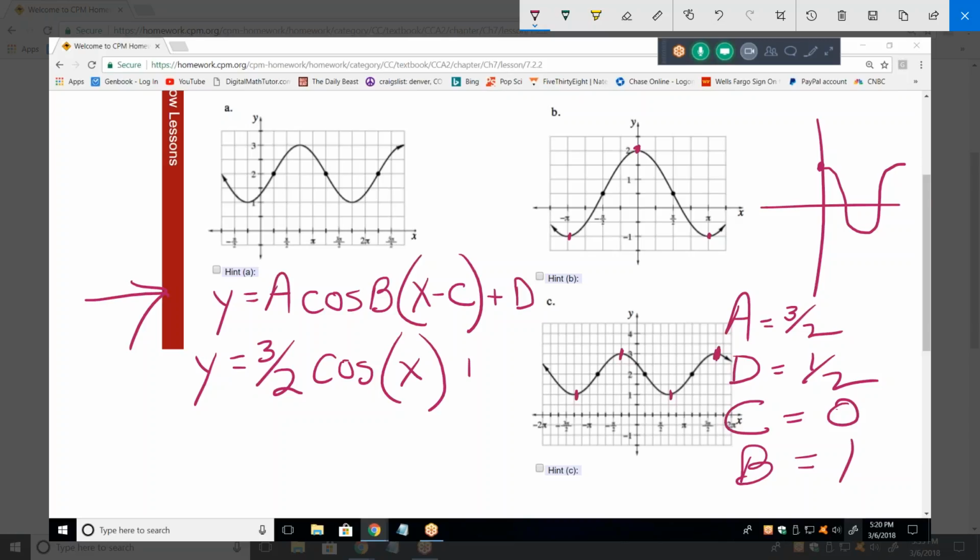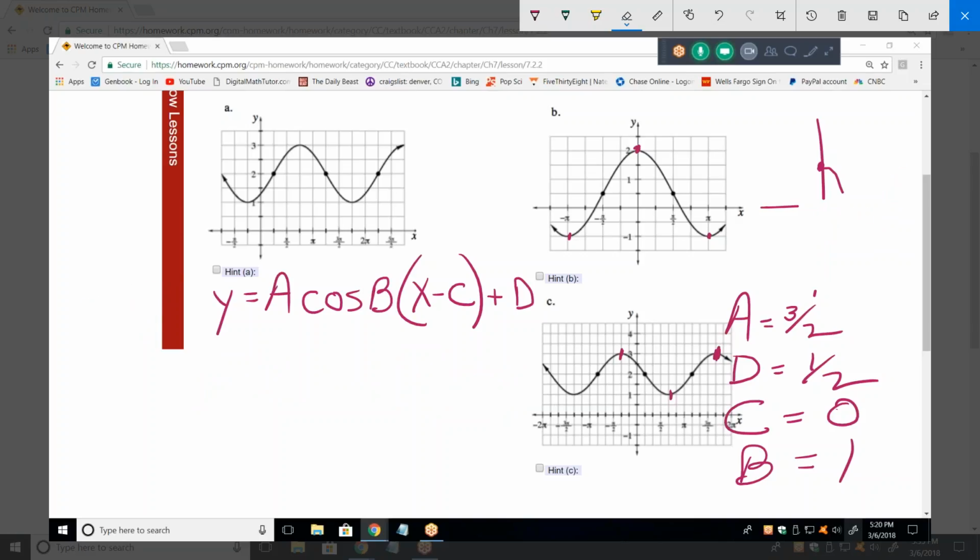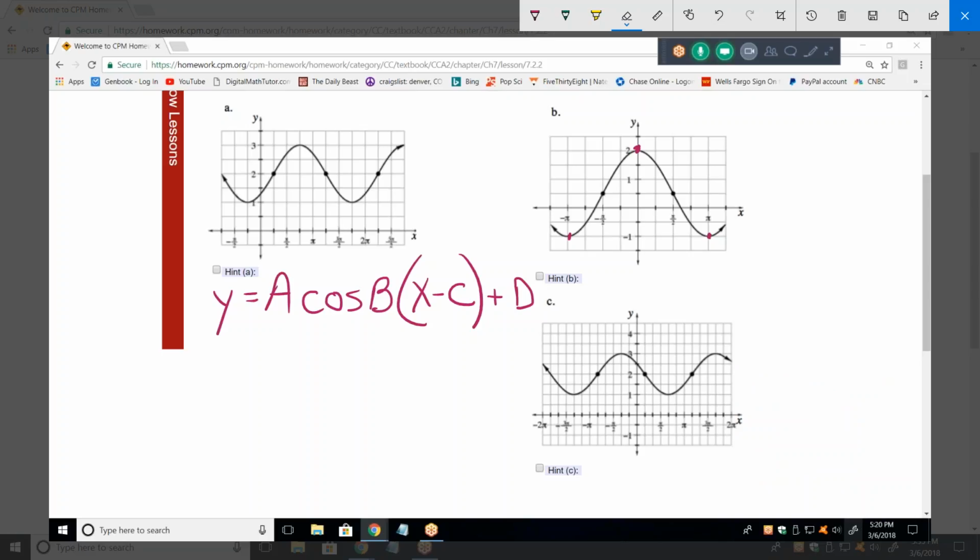Plus 1/2. That's the way you do these. Every one of them is done exactly the same. Now, I'll give you one additional tip on these. Whether you use the sine or the cosine depends on what is the biggest shift needed.